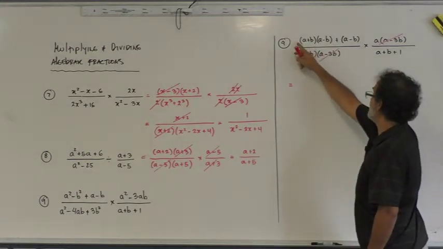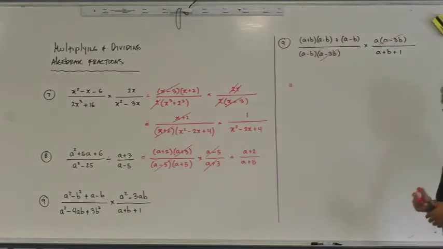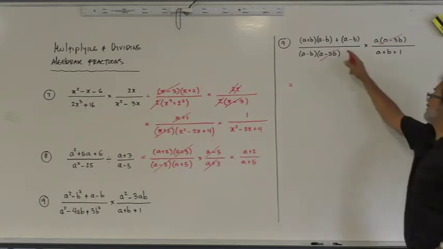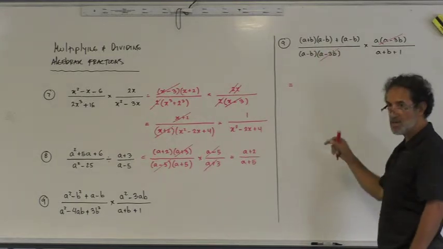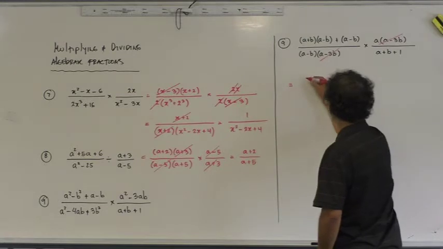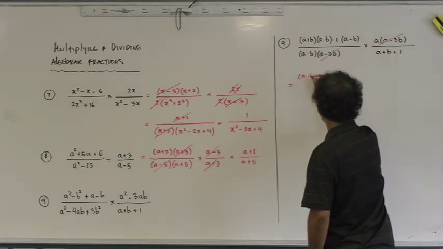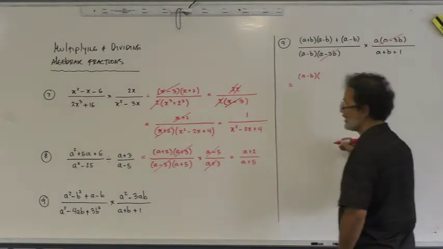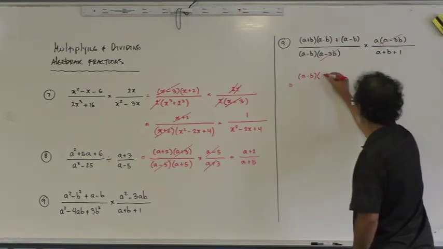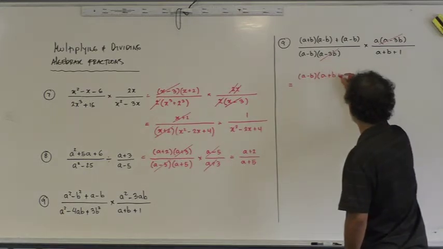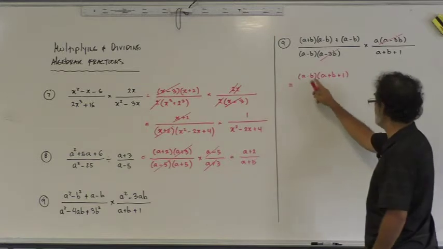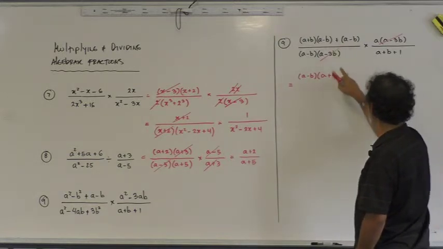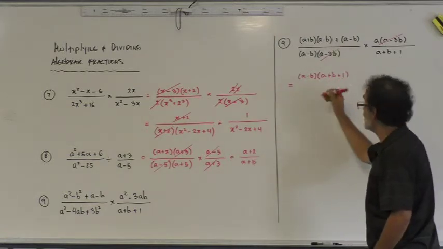What is the common factor for this top line? A minus b. Can you see that the common factor from the numerator is a minus b? Okay, so I'm going to take that common factor, so it's a minus b. And then what is left? A plus b plus 1. So you have to remember that in here we got 1.